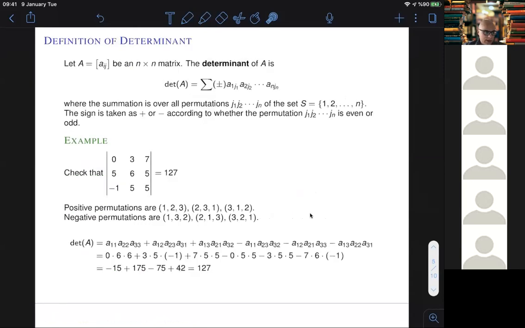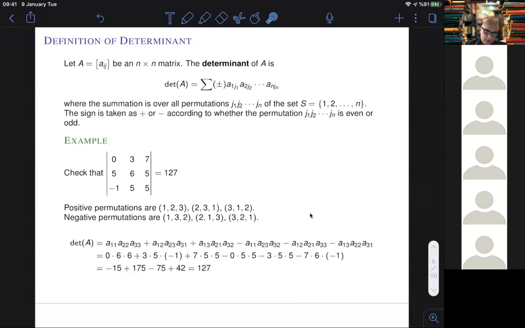Now let us define the determinant of an n by n matrix. The determinant is a sum of products of elements of the matrix. Each product contains exactly n terms of the matrix, and each of these terms comes from a different row and a different column. That's the important part. No two elements in this product come from the same row or the same column. And there's a sign, plus or minus, depending on whether the permutation J1, J2, ..., Jn is an even permutation or an odd permutation.